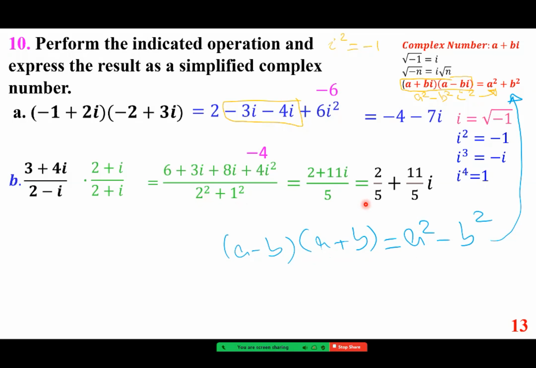Now, what I want to mention here, and it's extremely important, if you left it as that, there's nothing wrong with that. But the reason it's important to separate them, because if somebody asks you what is a, the answer is not 2, but 2 over 5. What is b? The answer is 11 over 5.